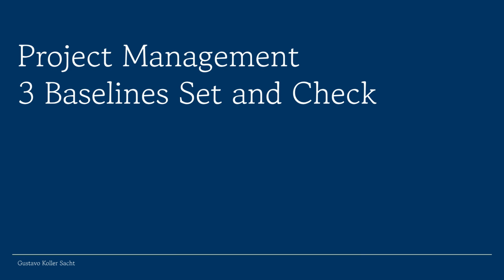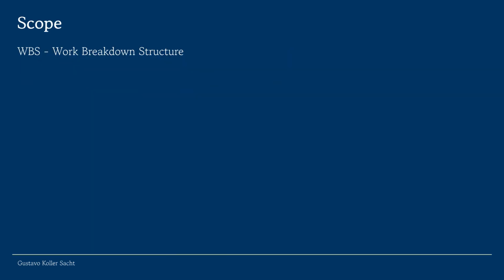This video will focus on setting and checking the three baselines of project management: scope, schedule, and budget. The first baseline is scope, which is defined by the Work Breakdown Structure, or WBS. The second baseline is the schedule. The third baseline is the budget. Let's begin by focusing on the scope baseline and the Work Breakdown Structure.